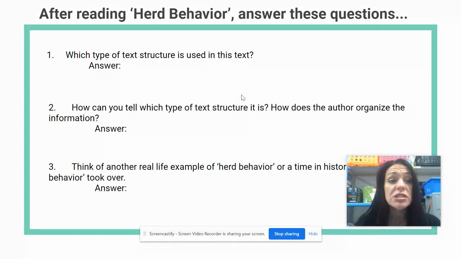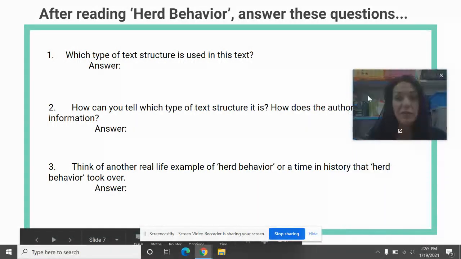So the questions say, which type of text structure is used in the text? If you need to, you can refer back to the chart. How can you tell which type of text structure it is? How does the author organize the information? So we're looking for really specific examples. So if you answered the first one and you said cause and effect, then you need to tell me why it's cause and effect. Give me a specific example.